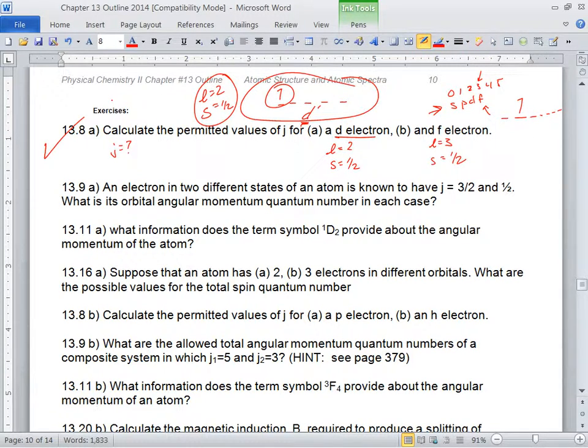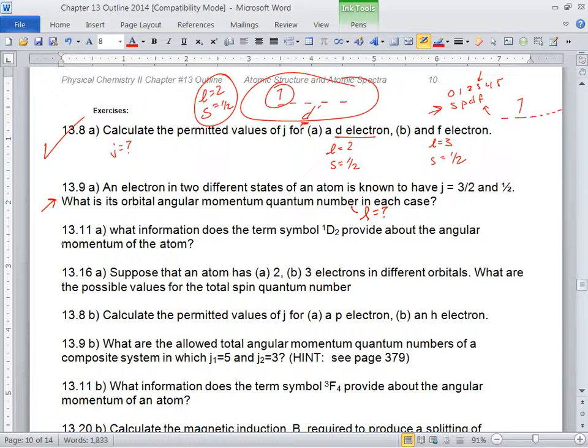You comfortable with 8, I think? Melissa, you see what to do? How about in 9? An electron in two different states of an atom is known to have J as 3/2 and 1/2. What is the orbital angular momentum quantum number in each case? What symbol are they looking for? L. Looking for L. Well, that's not so bad, right? See how to do 9?